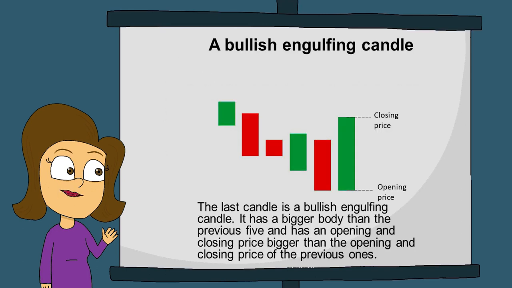The last candle is a bullish engulfing candle. It has a bigger body than the previous 5 and has an opening and closing price bigger than the opening and closing price of the previous ones.